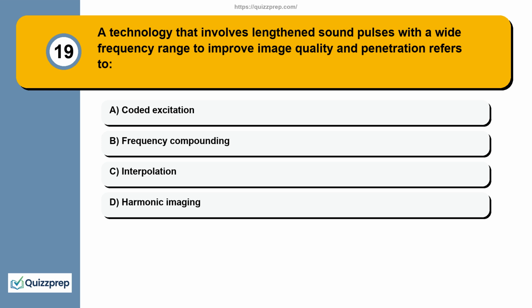Question 19. A technology that involves lengthened sound pulses with a wide frequency range to improve image quality and penetration refers to coded excitation, frequency compounding, interpolation, harmonic imaging.